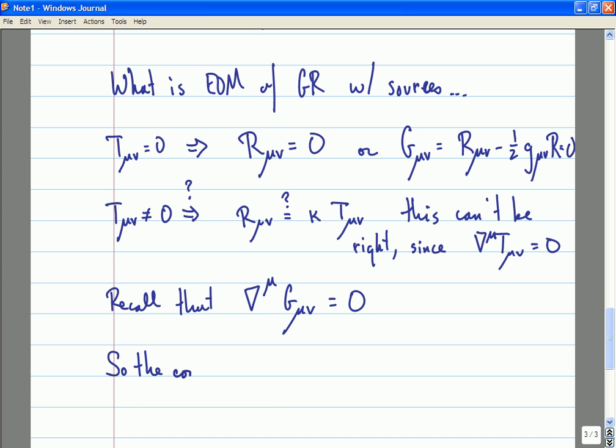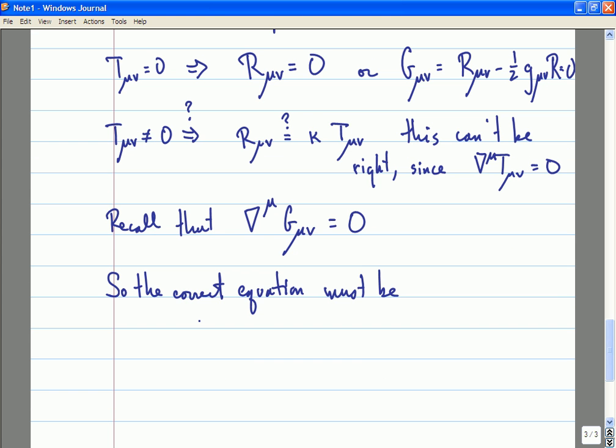So the correct equation must be the equation G mu nu is equal to kappa times T mu nu, where kappa is some constant of proportionality that we're going to determine.